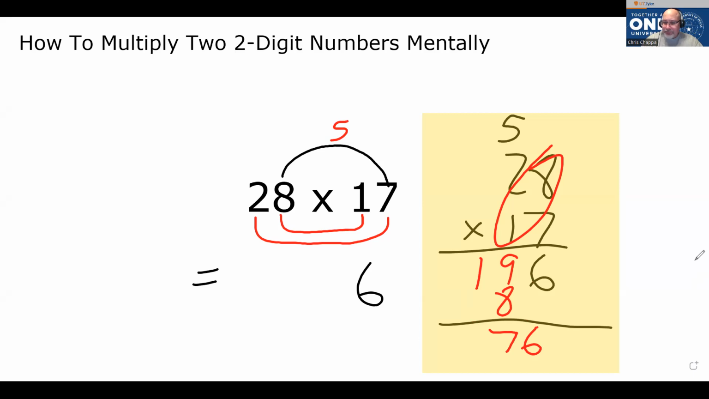So where's the 2 in this problem? Where's the 2 that I'm carrying? 9 plus 8 is 17, carry the 1, so I carry 1 up there. And so here's the 2 from the 27. And then the last part of the multiplication algorithm, come back yellow.